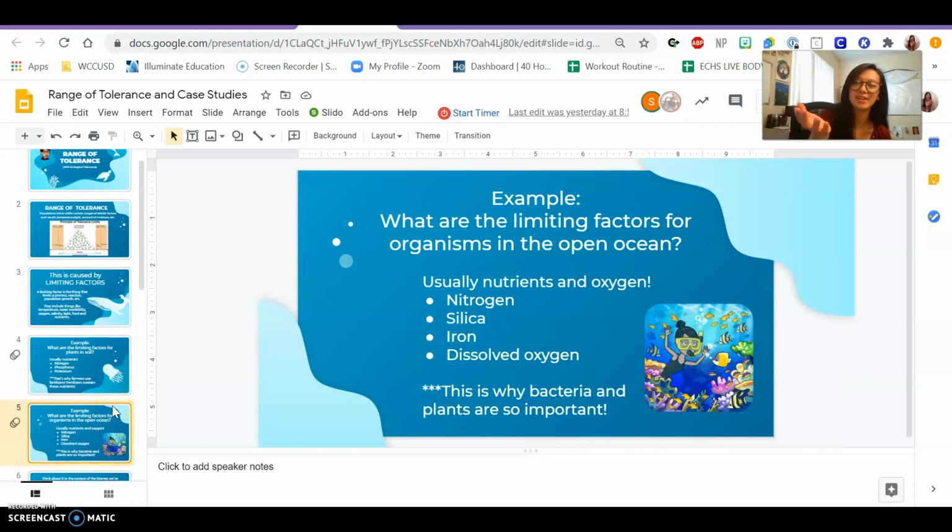We talked about the limiting factors in an open ocean, and we said there's a lot of water, but what's usually lacking is nutrients and dissolved oxygen, because there are not a lot of plants around to perform photosynthesis and not a lot of phytoplankton in comparison to the whole open ocean, lots of water space. So this is why plants are important for dissolved oxygen, and bacteria are important, especially for converting nitrogen properly.